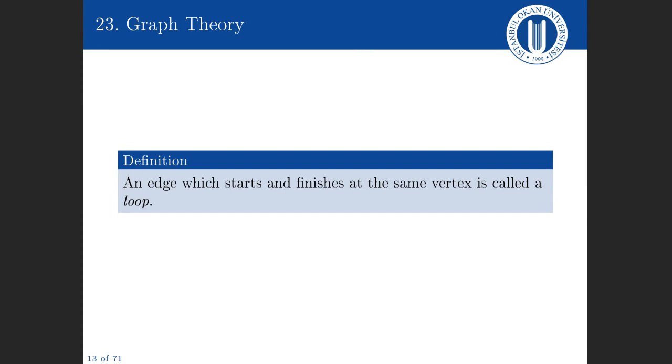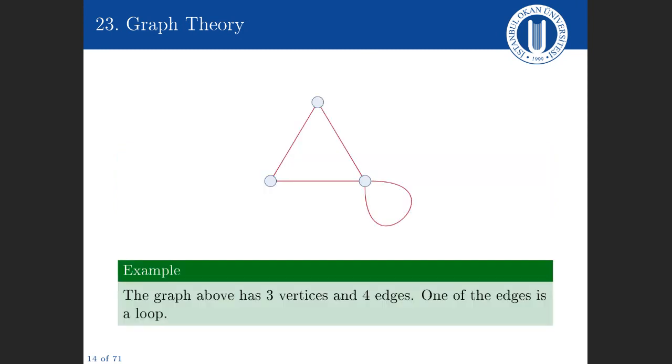An edge which starts and finishes at the same vertex is called a loop. Here's an example of a graph. We have three vertices and four edges. For the vertices, I'm using blue circles. For the edges, I'm using red lines. Note that edge number four starts and finishes at the same vertex, so edge number four is called a loop.